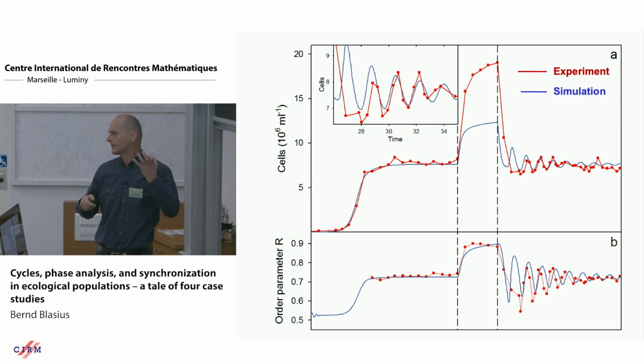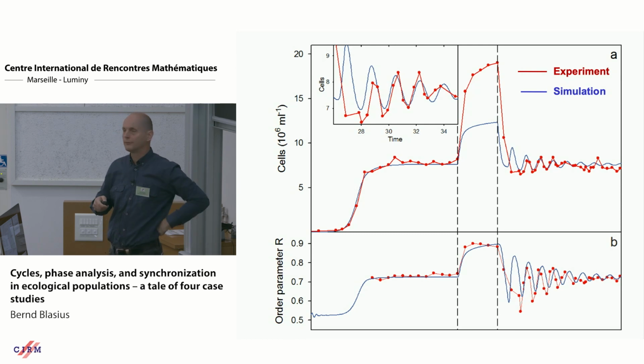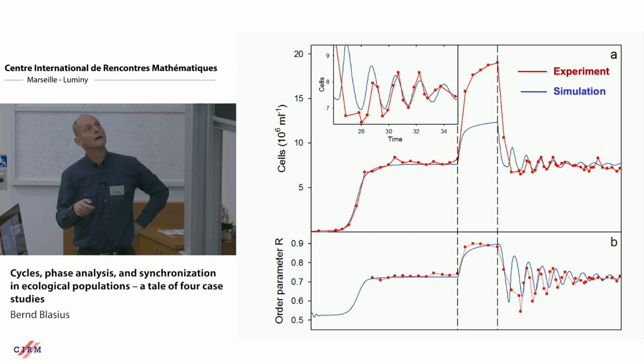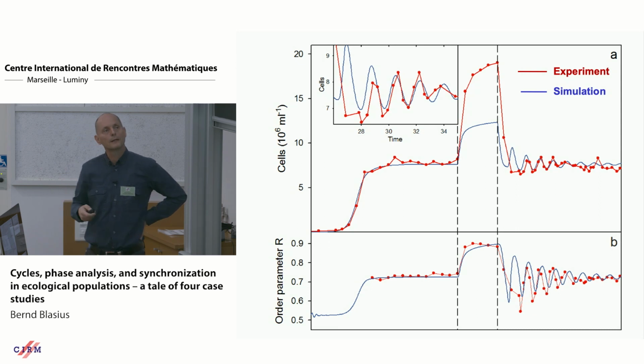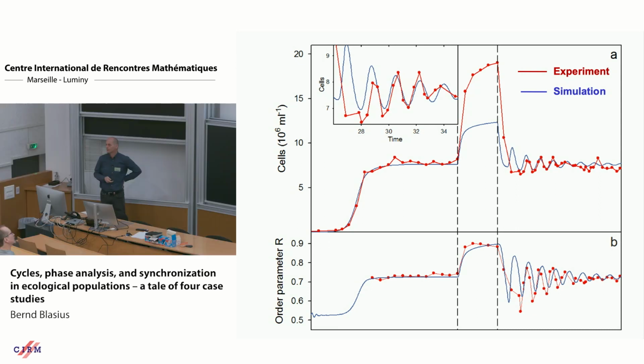So basically the mean synchronization of all the cells. The experimental data is in red and the simulation data is in blue, and you see here the cell numbers or the order parameter. We reproduce here what's measured in the system, only that in the simulation we don't increase so much in cell numbers when we switch off the dilution rate.